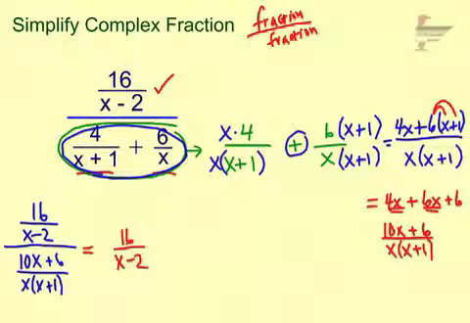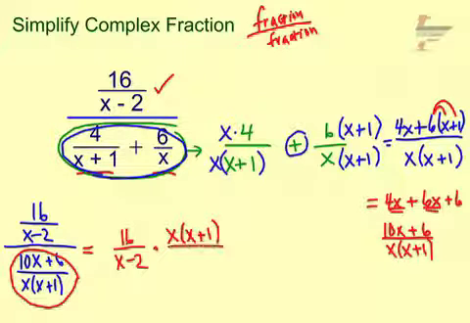So I'm going to leave the top one the same, 16 divided by x minus 2. I change to multiplication, and the second fraction, I'm going to multiply by its reciprocal. So we're going to flip that and have x times x plus 1 over 10x plus 6. Okay, now anytime we multiply fractions, we do want to make sure we have everything in factored form. Our 16 is good, the x minus 2, x times x plus 1. This 10x plus 6, we actually can factor that.